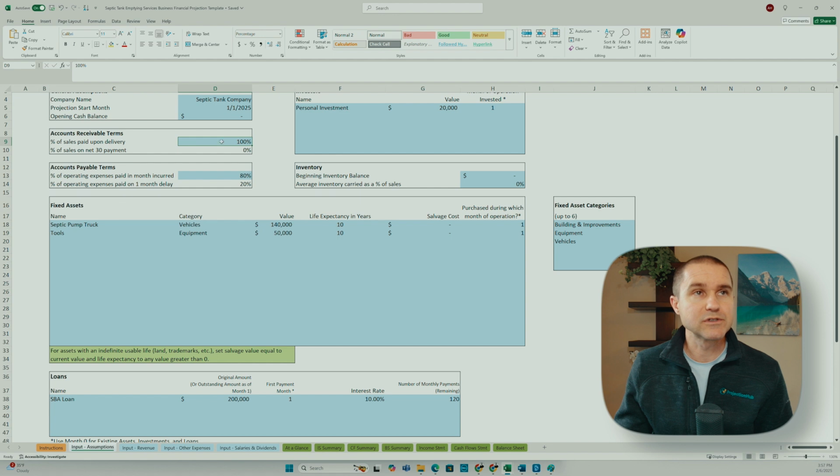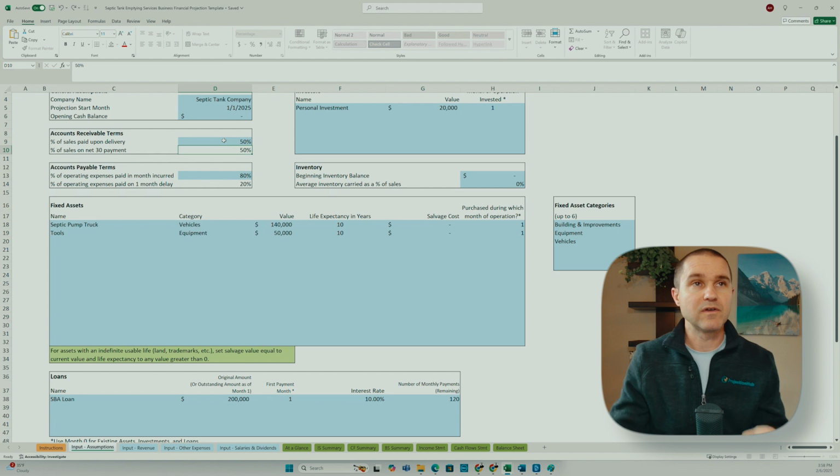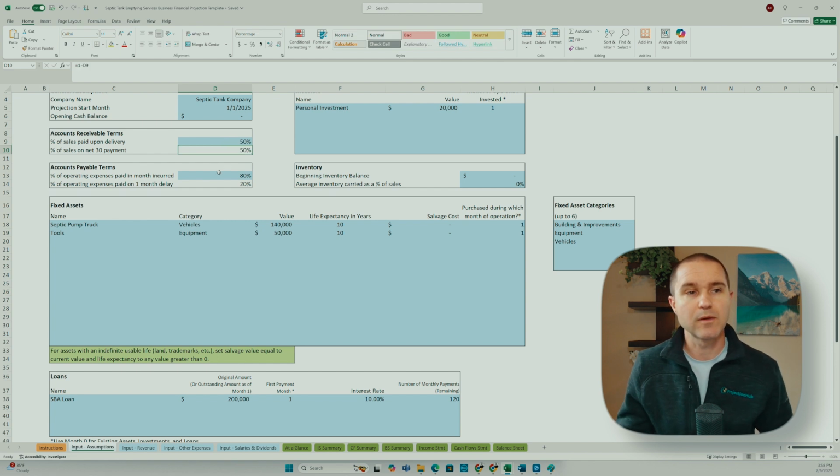On the accounts receivable terms, this is when you are going to get paid. So we're going to assume that you're going to get paid 100% of your sales upon delivery. Now, this could be if you have more commercial clients than residential, and the commercial clients, if you invoice them and then have to wait to get paid, you might want to do something more like 50-50, and maybe we'll do that in this example. We'll probably have part residential services and maybe part commercial services in our example here.